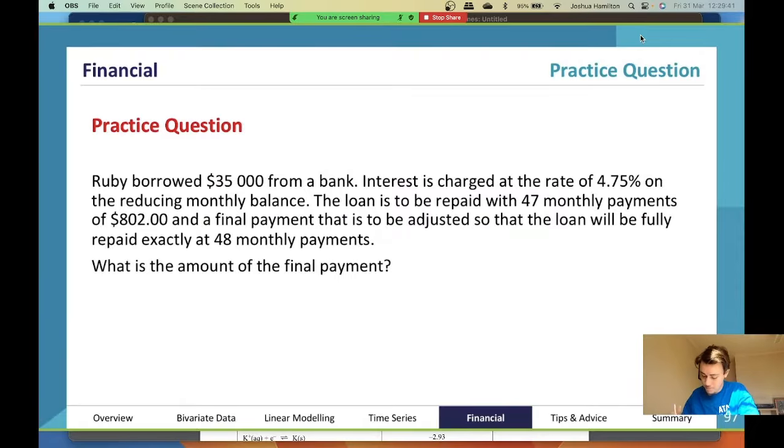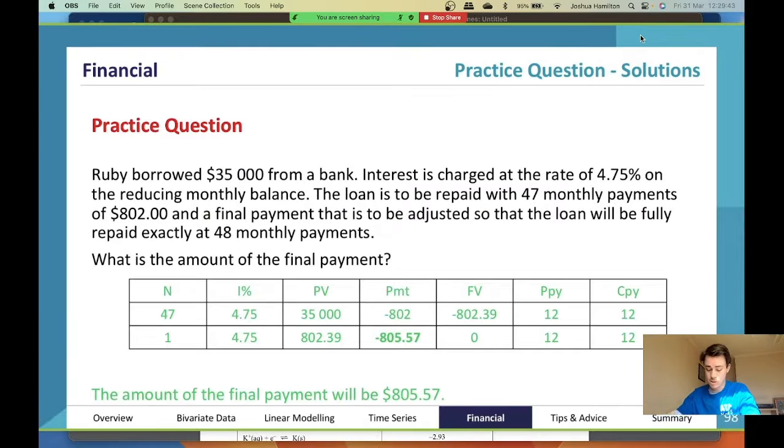So the way of going through this, I'm just going to show it on the page. It's 2 steps. So the first step is to go, what do I owe after 47 months? So 47, 4.75, 35,000, take 802. And the future value is what am I finding? This is what I'm finding. This is the one that will be left blank. And then you find it in your calculator. So CY, PY 12, you end up with this answer here.